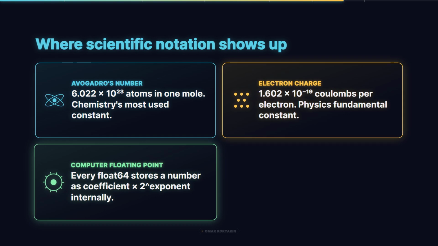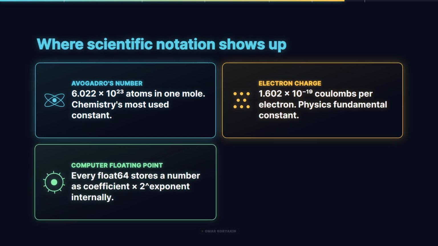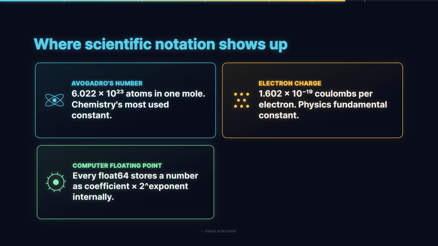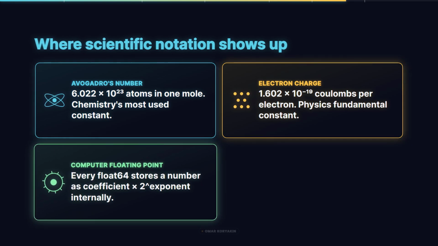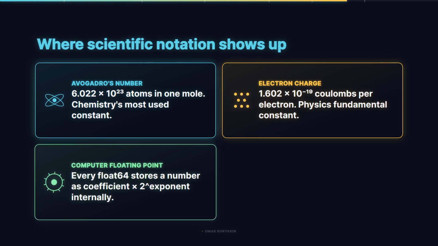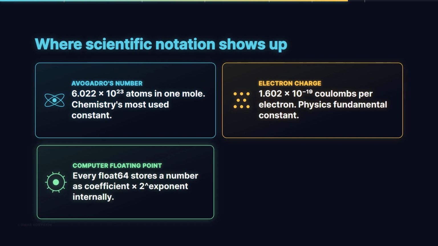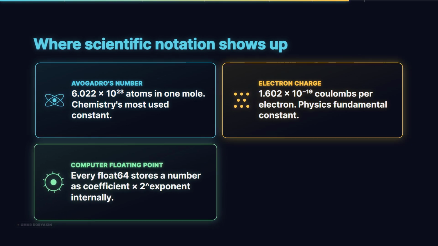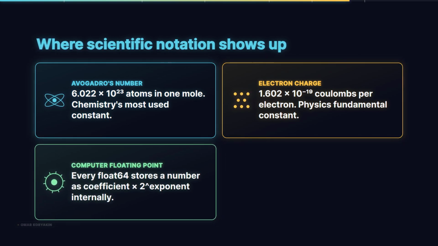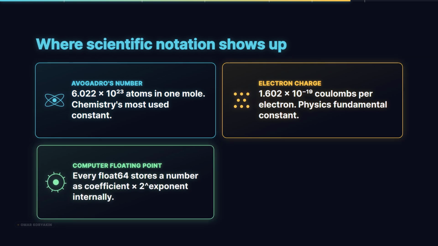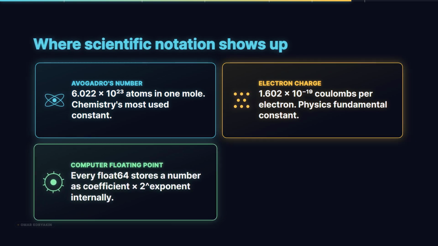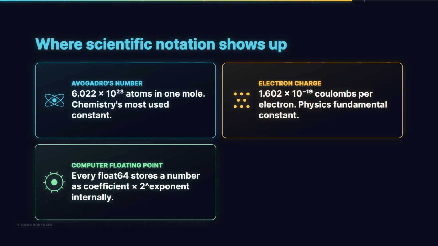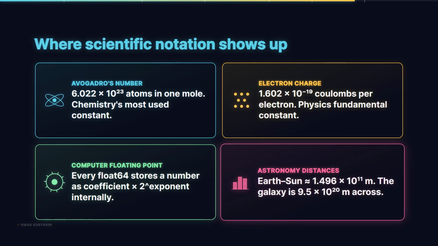Computer floating point format. Every double precision floating point number stored in a computer's memory is internally a coefficient times 2 raised to an integer exponent, almost exactly the same idea as decimal scientific notation, but in base 2. This format lets a single 64-bit slot represent numbers from atomic size up to galactic size with about 15 significant digits of precision. Astronomy distances.